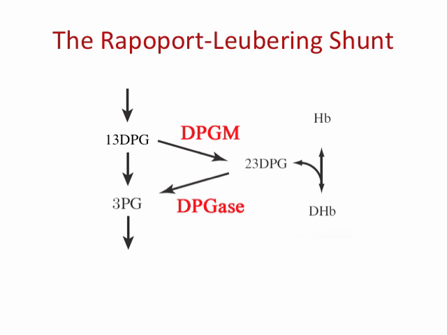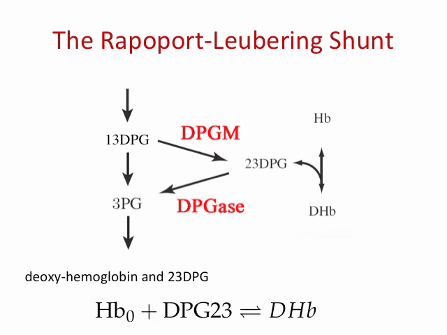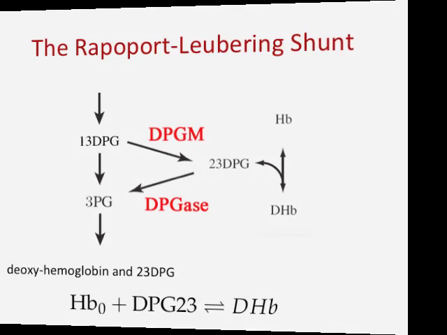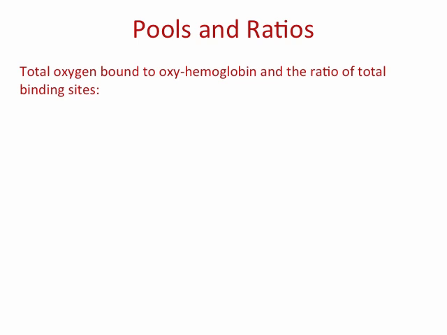2,3-DPG, as shown to the right, can bind to hemoglobin and move it into the deoxy state, and that is an equilibrium, a rapidly equilibrating reaction, as shown at the bottom of this slide. So these are the ligands then that control hemoglobin, 2,3-DPG and oxygen. There are others which we will not consider here.